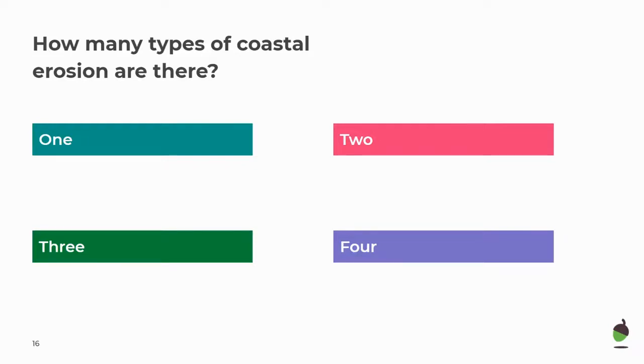Let's have a countdown. 3, 2, 1. Have you got your number of fingers up? Yes, well done. There are 3 types of coastal erosion. We remember them using the acronym HAA.